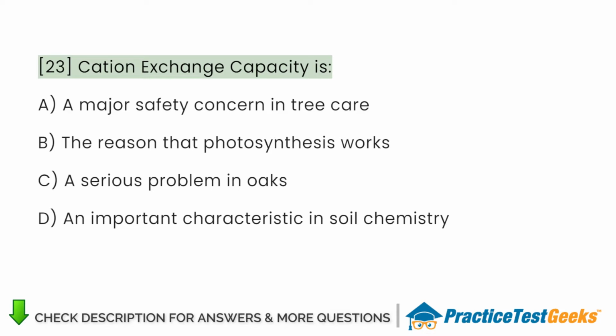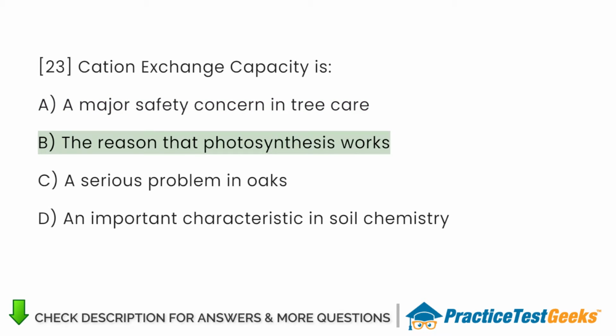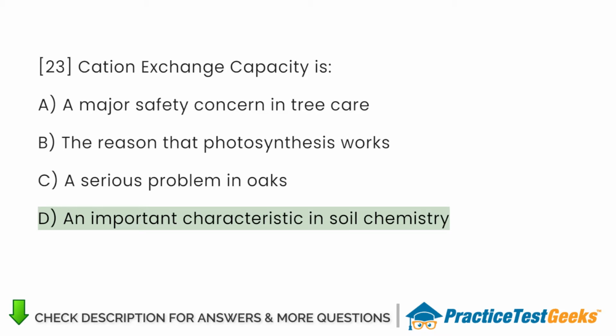Cation exchange capacity is A. A major safety concern in tree care. B. The reason that photosynthesis works. C. A serious problem in oaks. D. An important characteristic in soil chemistry.